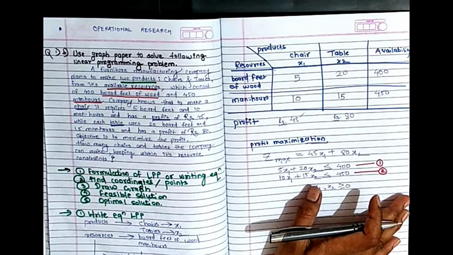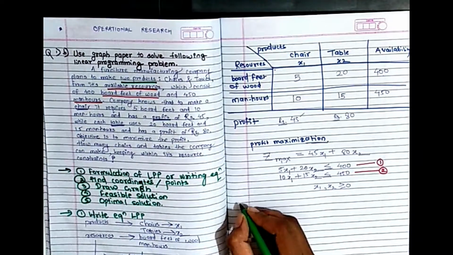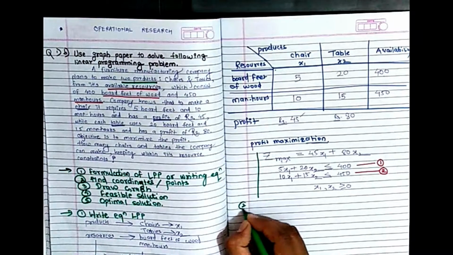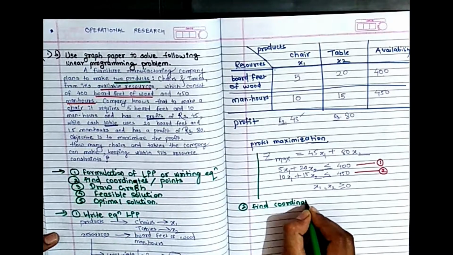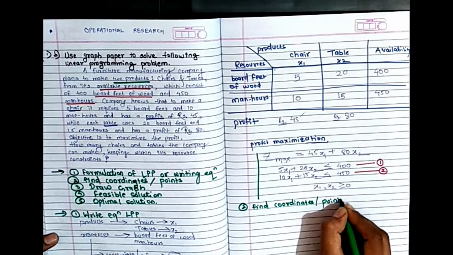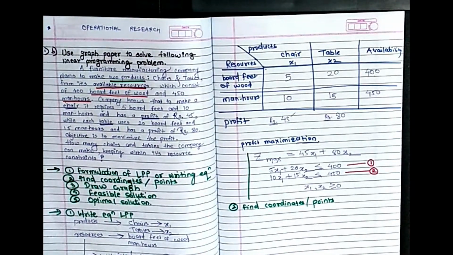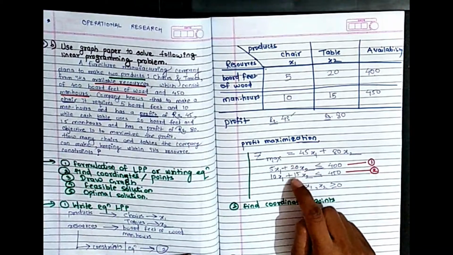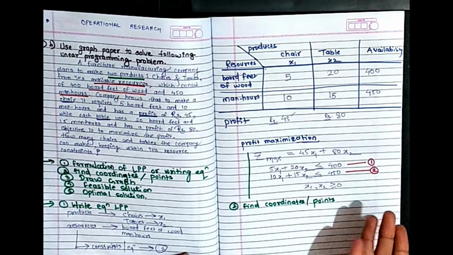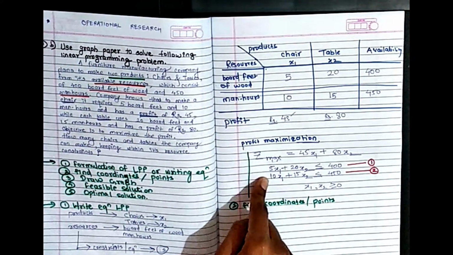Now we have formulated our equations. The next step is to find the coordinates or points on the graph. For finding the points, we have to consider the equations we have in our formulation of the LPP. We have only these two equations. So first assume the first product as 0, next time assume the second product as 0, and whatever points you get will be the points for your equation.